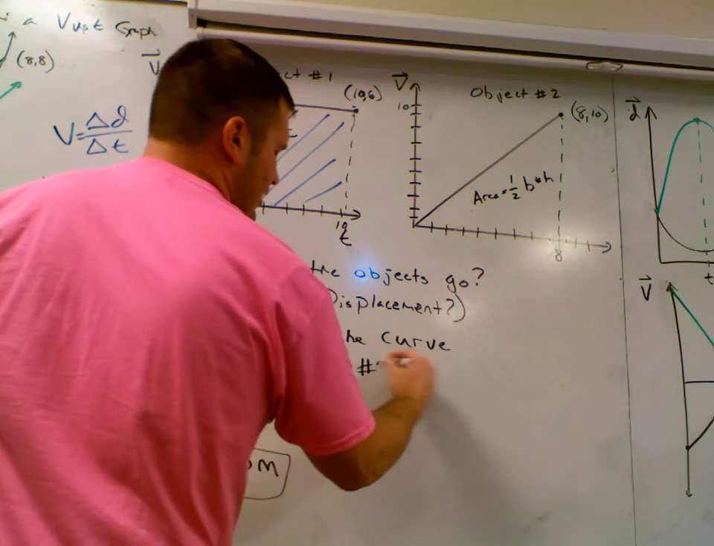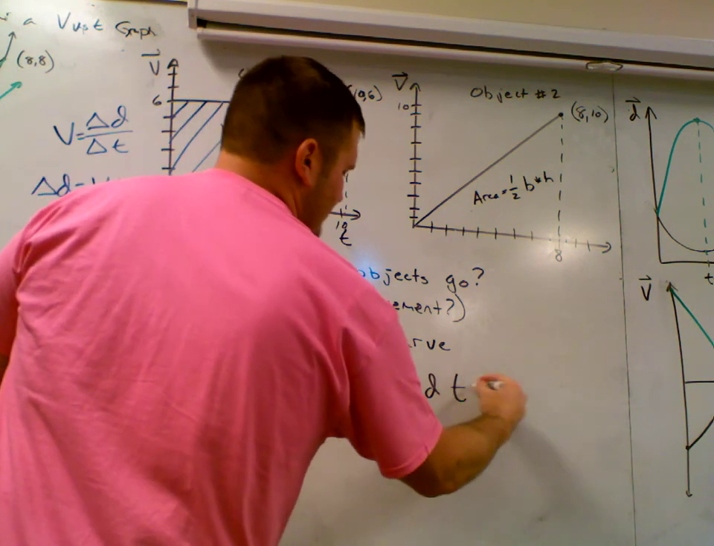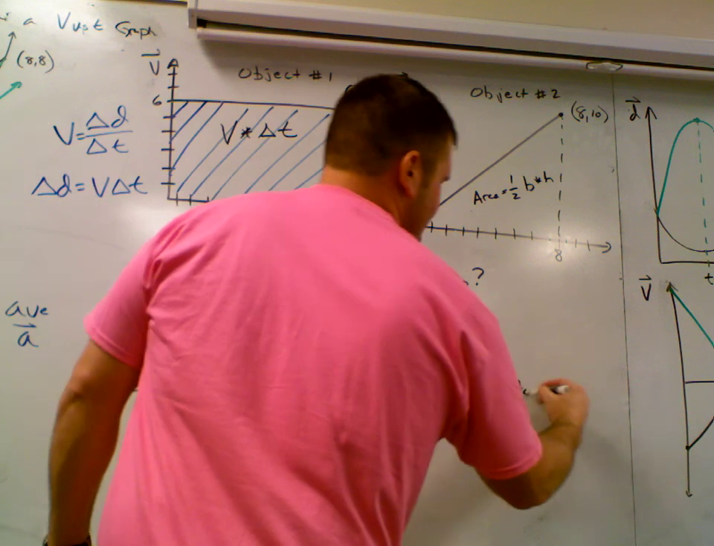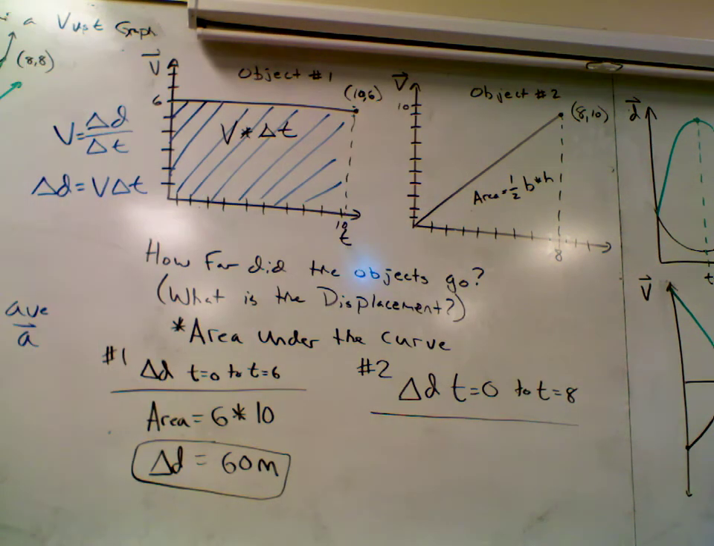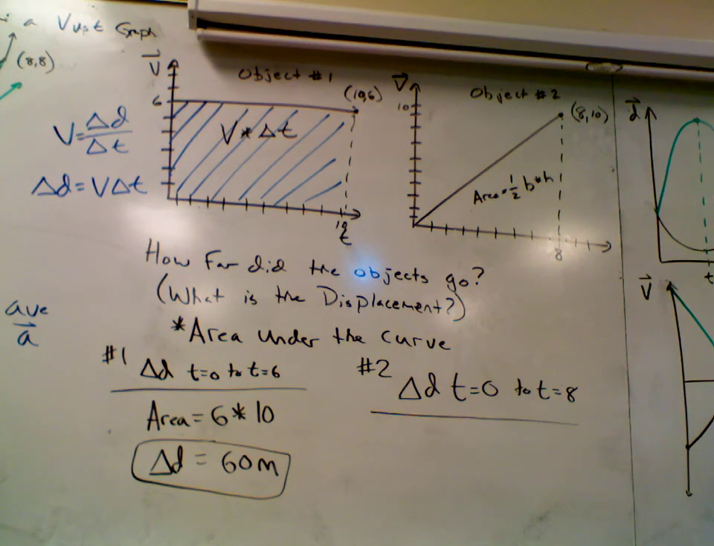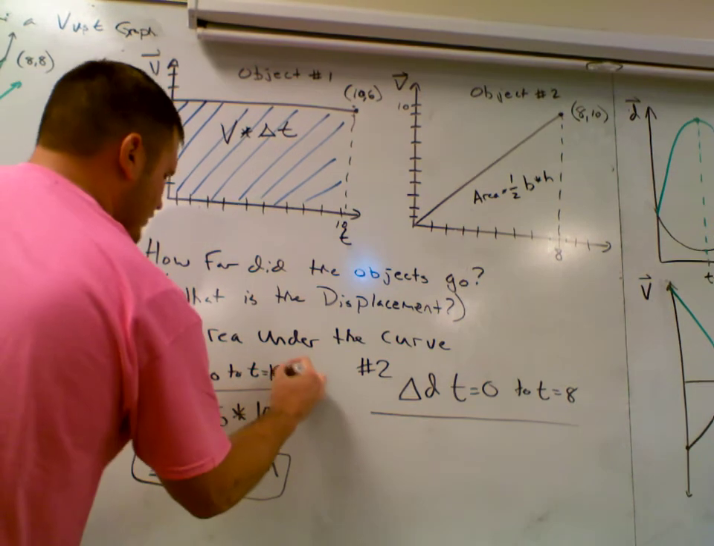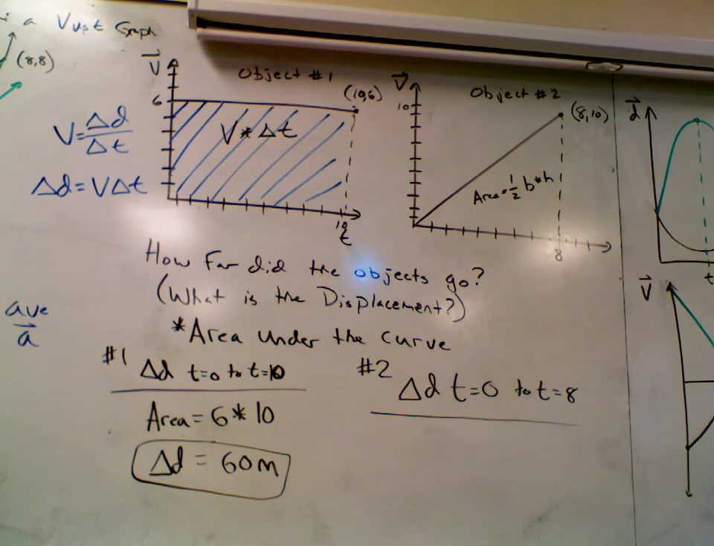For number 2, I want you to find delta D from t equals 0 to t equals 8. Wait, for number 1, wouldn't that have to be 10 instead of 6, for t equals? Oh yes, thank you. That was a 10 earlier. I don't know why I wrote 6. My fault. Why? Because the time axis went to 10 and the v axis went to 6.